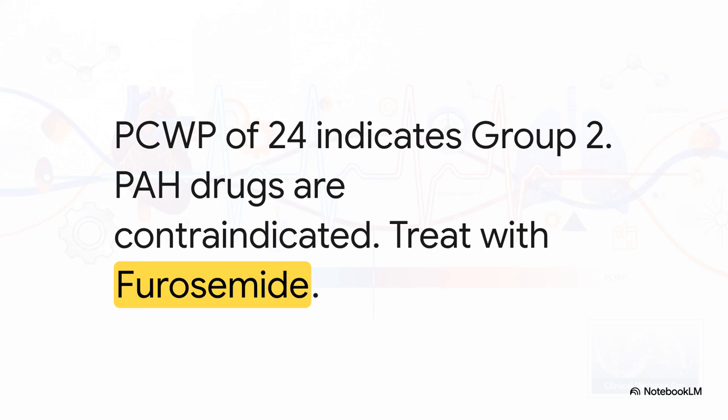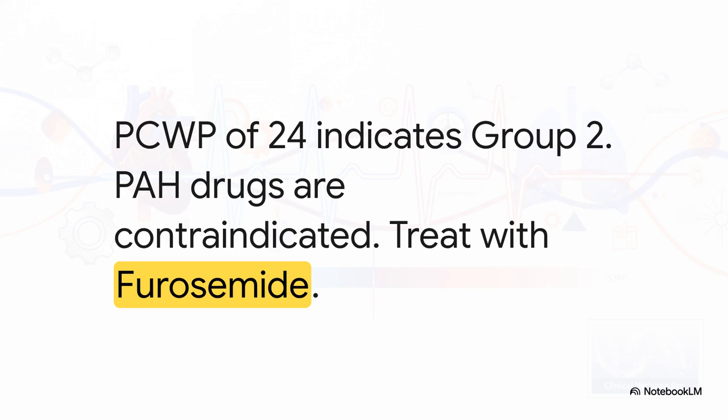Option A, bosentan, an endothelin receptor antagonist, is absolutely contraindicated. It will precipitate flash pulmonary edema. Option B, epoprostenol, an IV prostanoid, is reserved for severe Group 1 PAH and will similarly flood her failing left ventricle. Option C, sildenafil, a PDE5 inhibitor, is also totally contraindicated in Group 2 disease.